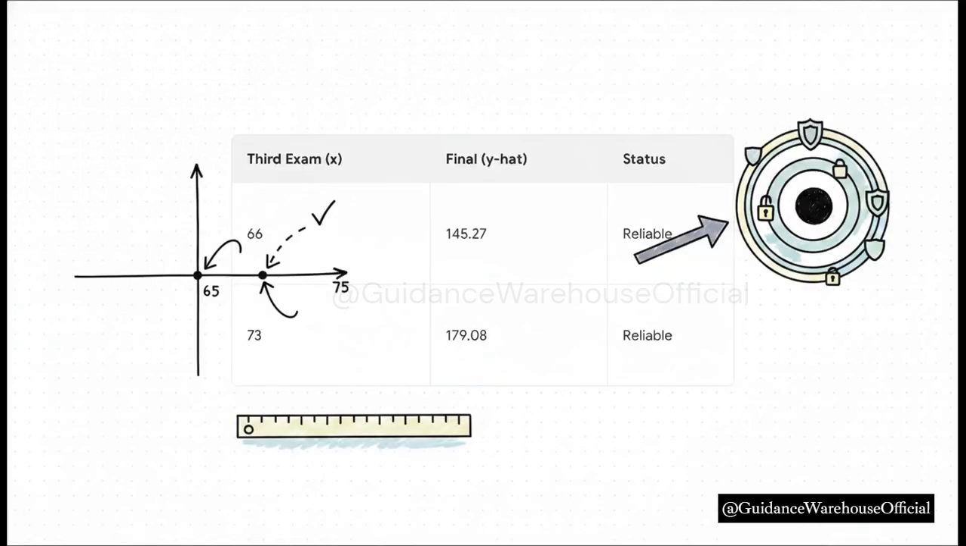And this brilliantly illustrates how the formula is supposed to work. Just look at the reliable results we're getting here. If a student scores a 66 on the third exam, which, remember, is right inside our 65 to 75 range, the formula safely predicts a final score of 145.27. Score a 73? It safely predicts 179.08. Basically, as long as our inputs are securely within the boundaries of our original data, our predictions are rock solid.